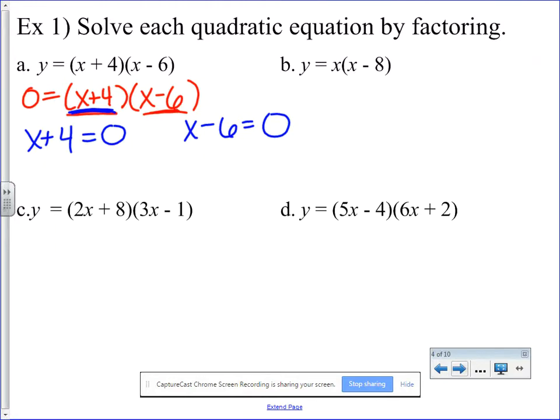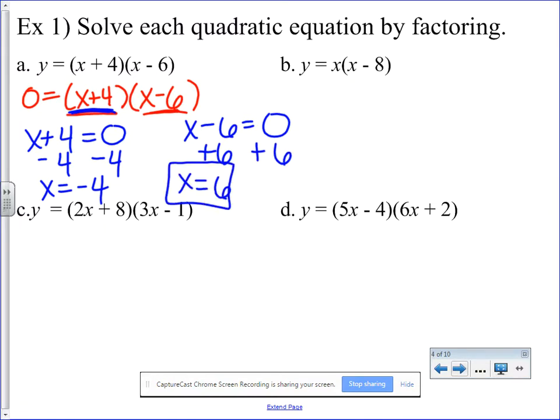So over here, my inverse operation of addition is subtraction, so I'm going to subtract 4. I have an answer of -4. On this side, I need to add 6 to get x by itself. Those are my answers.